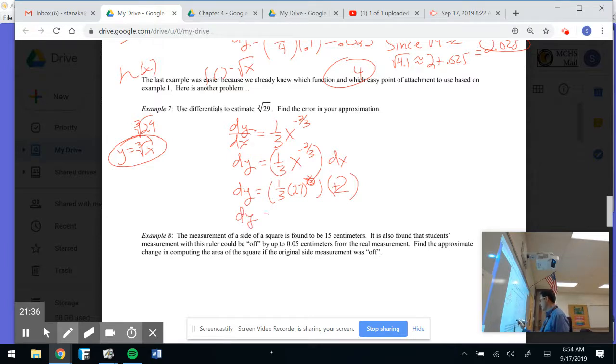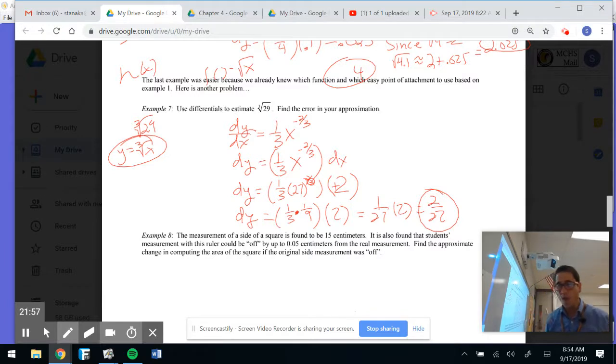So here we go. dy equals. All right, cube root of 27 is 3. And then if I square that 3, it'd be 1/3 times 1/9, right, class? And then I'm going to multiply that by 2. So what do we get? We get 1/27 times 2, which is 2/27. So if I change the x by 2, I'm going to have to change the y by 2/27.